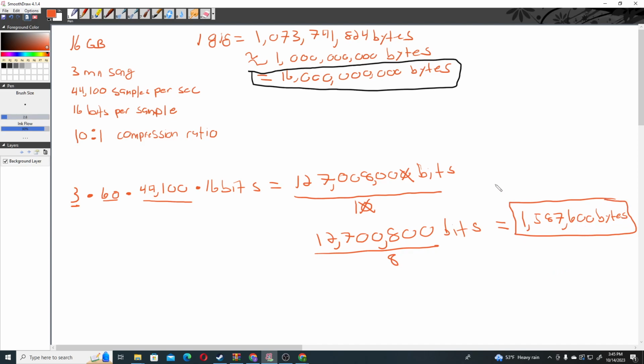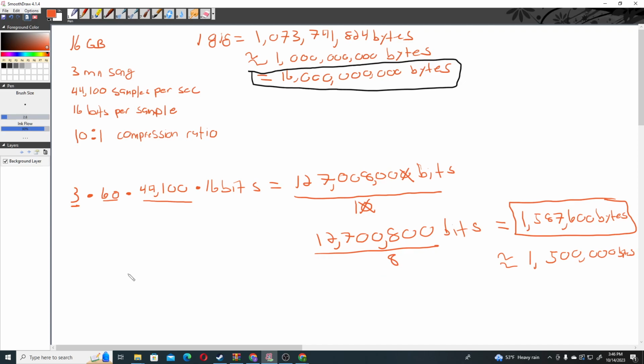Whew. Okay, this is a lot of arithmetic. So now we know our hard drive has 16 billion bytes. If each song is 1,587,600 bytes, how many songs can we have? We're going to round this to just simply 1,500,000 bytes. We're just going to round it a little bit. It's not a big deal. Remember, because we rounded that a little bit as well.